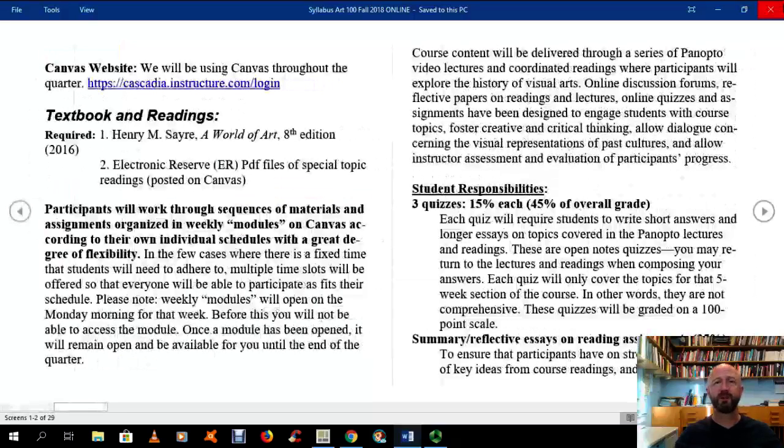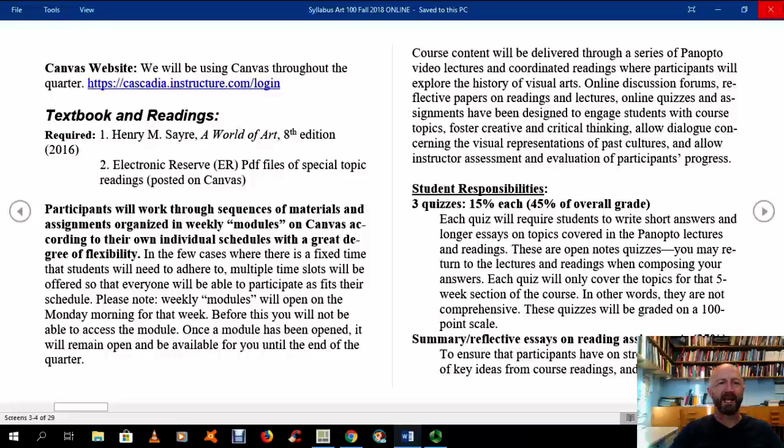So let's move on to page number 2. You have a textbook for this course. The textbook is Henry Sayre's A World of Art, the 8th edition from 2016. That's a textbook that you can get in the Cascadia bookstore. You can get online as well. You can rent it. You can get electronic versions of it. It's on reserve in the Cascadia library for those of you who want to keep your budgetary costs down and so forth. But it is a relatively expensive textbook unless you get it used or you rent it.